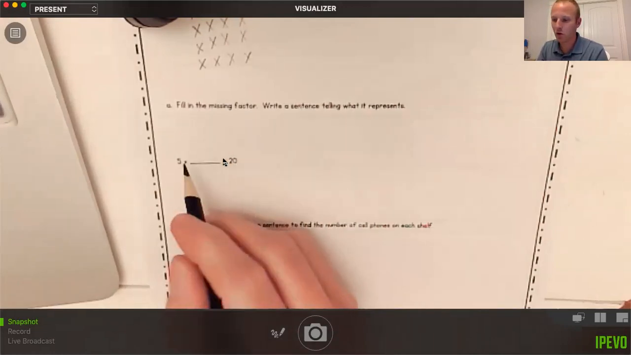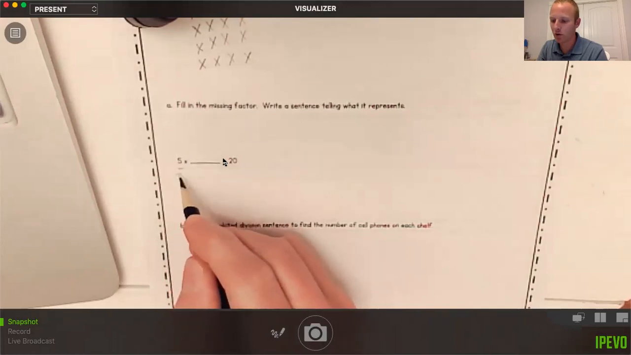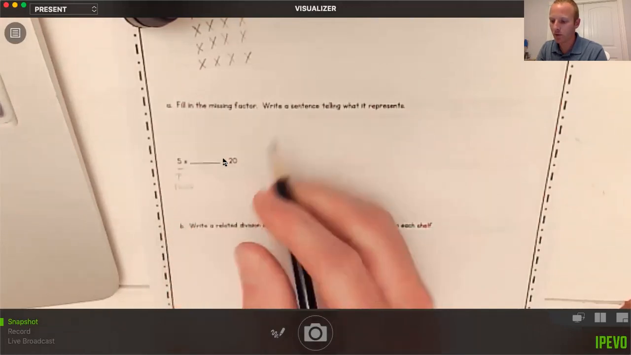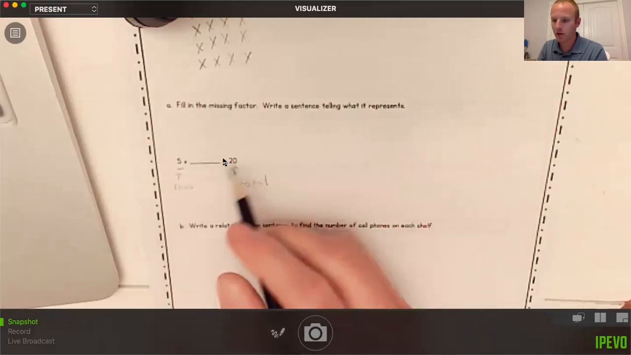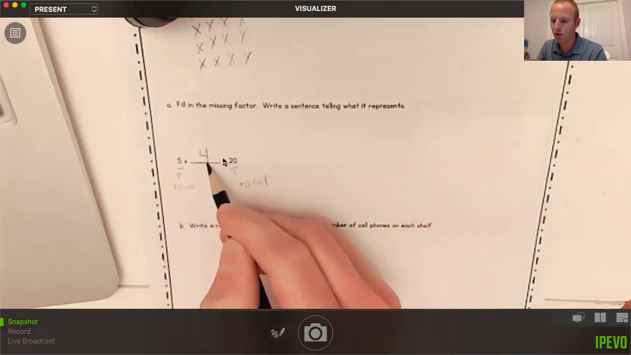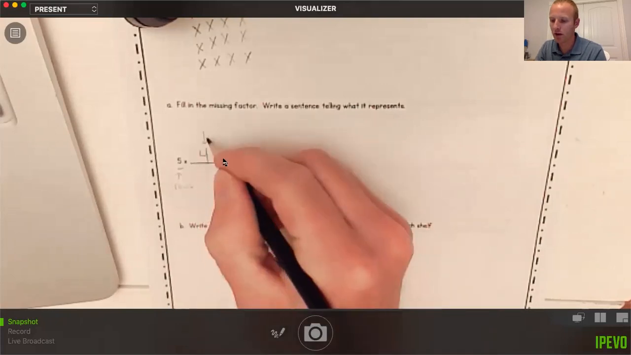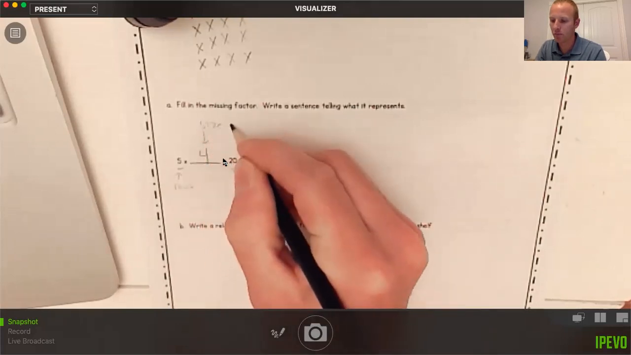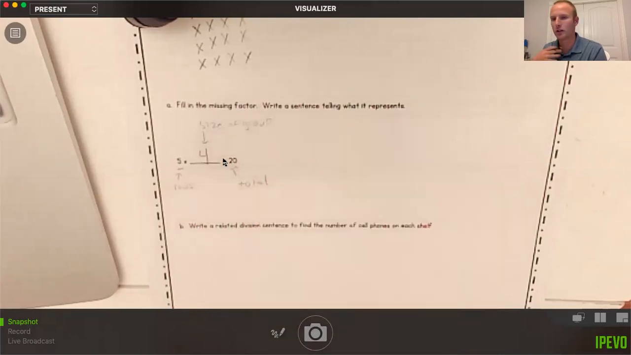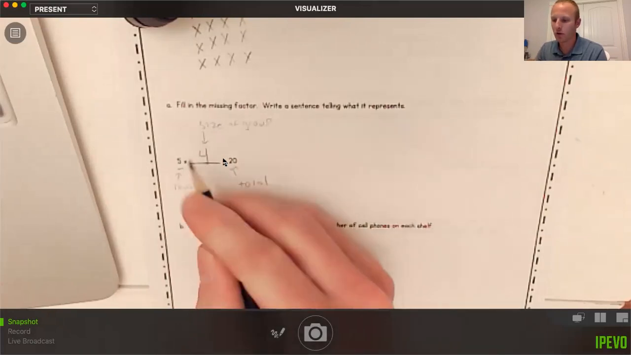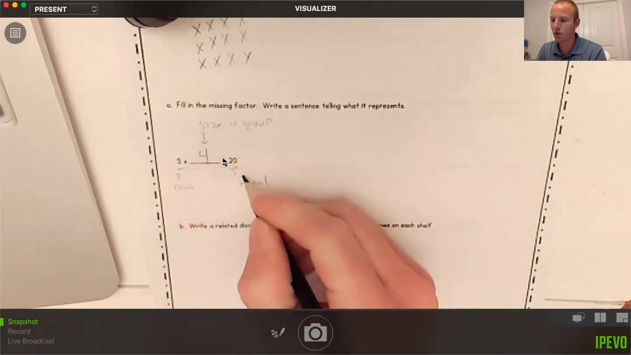Okay. So we had 5 rows. We had 20 total. And we had 4 in each row. That's the size of the group. It didn't ask me to label these, but I'm doing it just because it helps me remember what we did, and it helps show all of you what we're doing here. So we had 5 rows with 4 in each row for a total of 20.